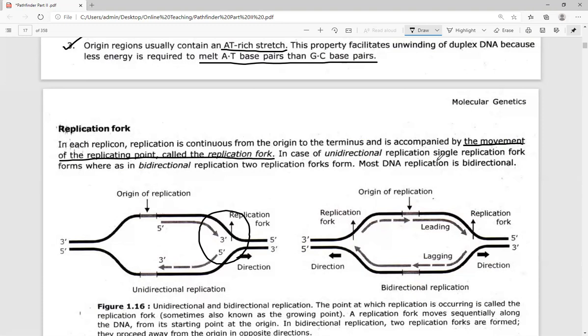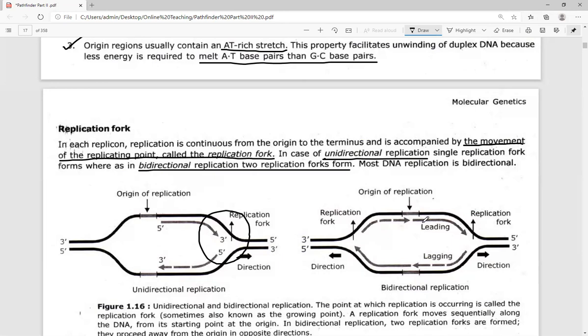In case of unidirectional replication fork, there is a single direction in which the replication is going to take place. In the case of bidirectional replication fork, DNA replication takes place in both directions, that is, in the forward direction as well as in the backward direction. In unidirectional replication, a single replication fork is produced, whereas in bidirectional replication, two replication forks are produced, one in this direction and another in the opposite direction.